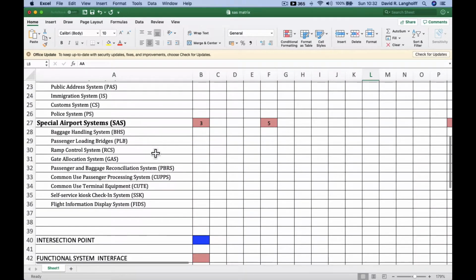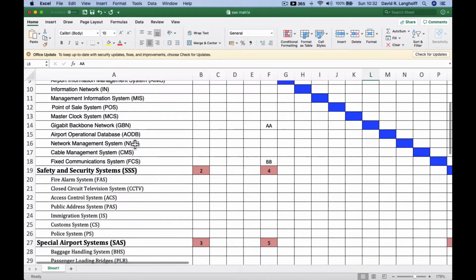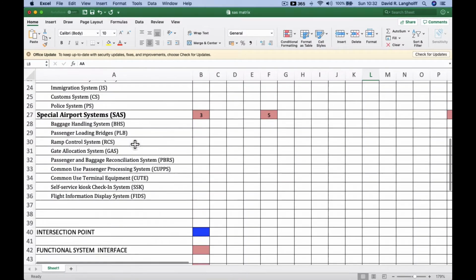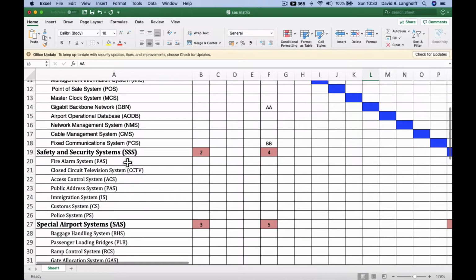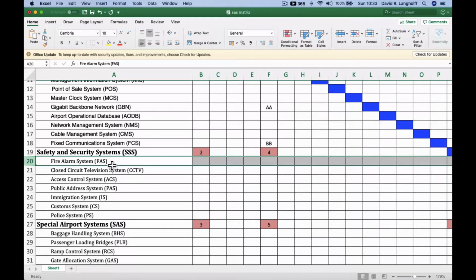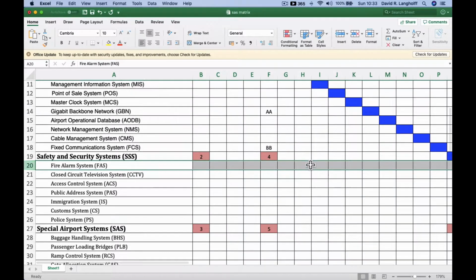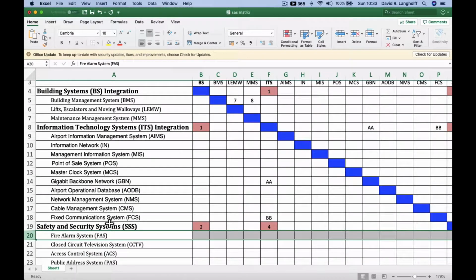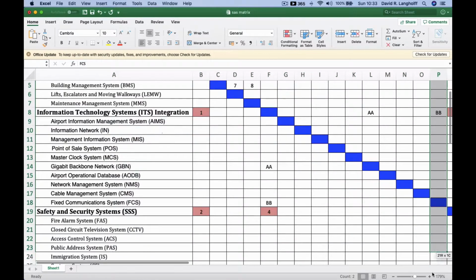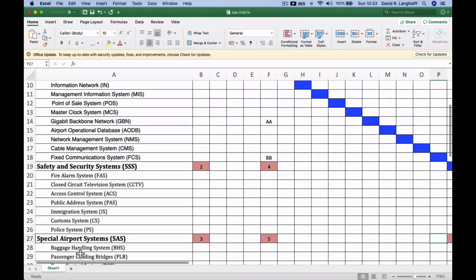And if we look at other systems, like some special airport systems down here, these are not part of the IT, okay? So say, for example, you've got a fire alarm system here. So we generally realize that for fire alarm systems, they will not use a common backbone. Okay, so for the fixed communication system, which is this column over here, that would be left blank.